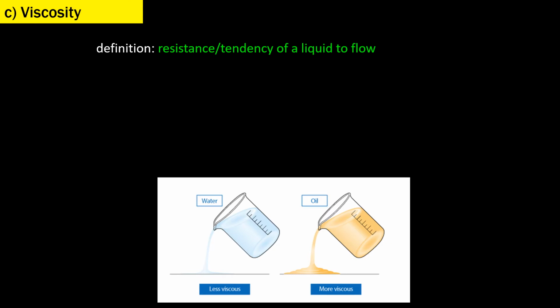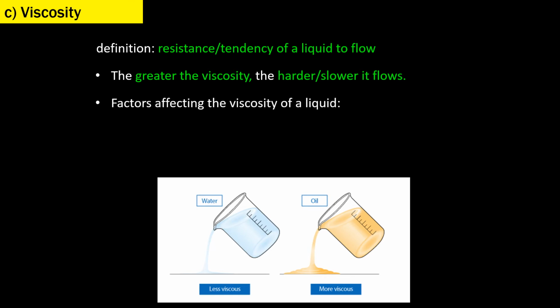Viscosity is defined as resistance of the liquid to flow. Compare the viscosity of water and oil. Water is easy to flow, so water has low viscosity, whereas oil is hard to flow, so oil has higher viscosity. The greater the viscosity, the harder or slower the liquid flows.